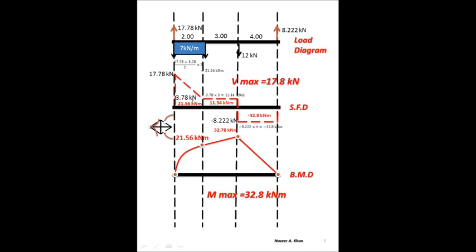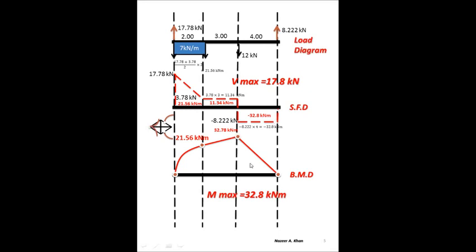When I look at how to pick off my Vmax, it's the maximum deviation from my datum. Maximum deviation from my datum, whether it's positive, in this case it is positive, or negative. I'm going to record it as an absolute value number, 17.8 kilonewtons.